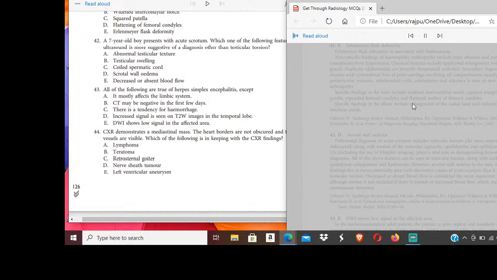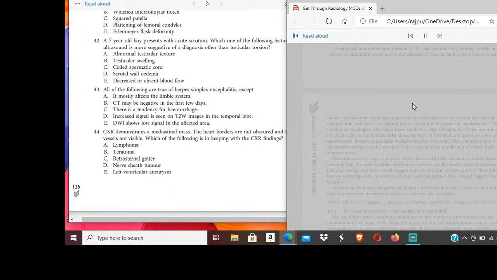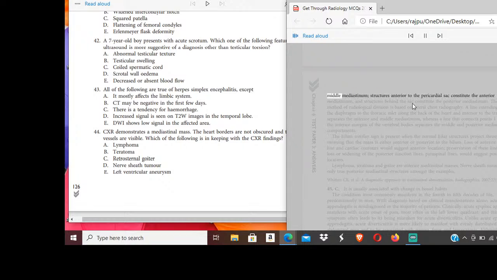Test paper 3, answers. 153. Middle mediastinum, structures anterior to the pericardial sac constitute the anterior mediastinum, and structures behind the sac constitute the posterior mediastinum. The Felson method of radiological division is based on lateral chest radiography. A line extending from the diaphragm to the thoracic inlet along the back of the heart and anterior to the trachea separates the anterior and middle mediastinum, whereas a line that connects points 1 cm behind the anterior margins of the vertebral body separates the middle and posterior mediastinal compartments.